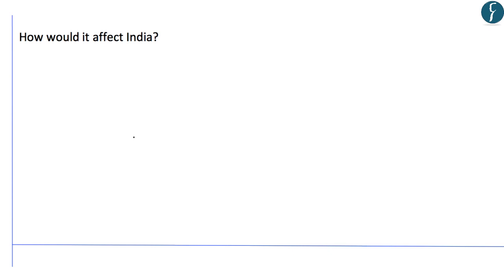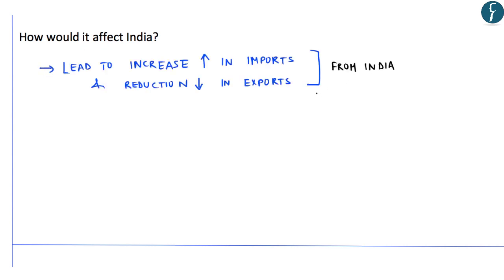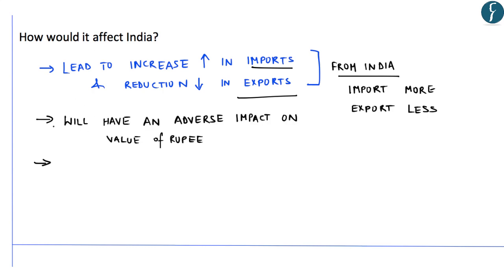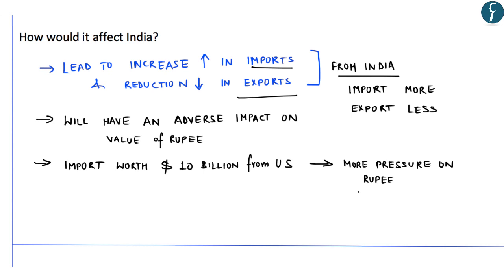First of all, it would lead to an increase in imports and a reduction in exports from India. So effectively, India would have to import more and export less. This would have an adverse impact on the value of the rupee, which is already under pressure. Further, spending an extra $10 billion a year on imports from the US would mean further pressure on the rupee. Pressure on the rupee here refers to the exchange rate between the Indian rupee and the United States dollar.